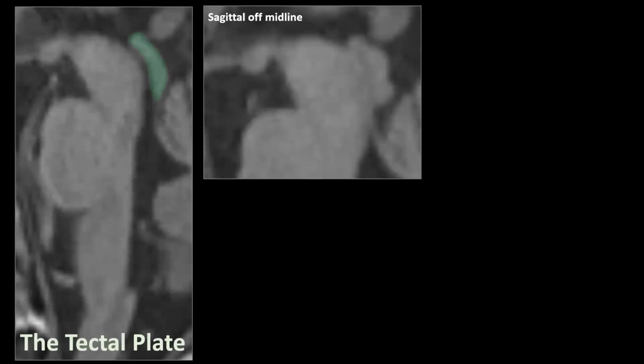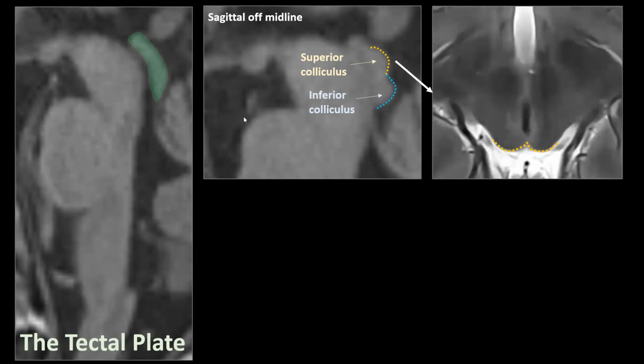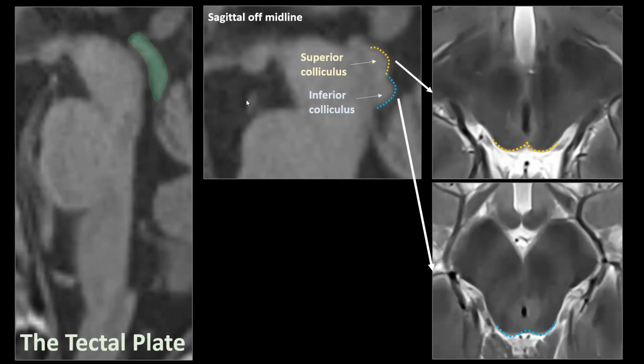So this is the tectal plate. If we go a little bit off midline, we see the two components. The tectal plate consists of four small, let's call them nodules. We have two located superiorly, called the superior colliculi, and two located inferiorly, called the inferior colliculi. And these are the superior colliculi on an axial image, and these here are the inferior colliculi.